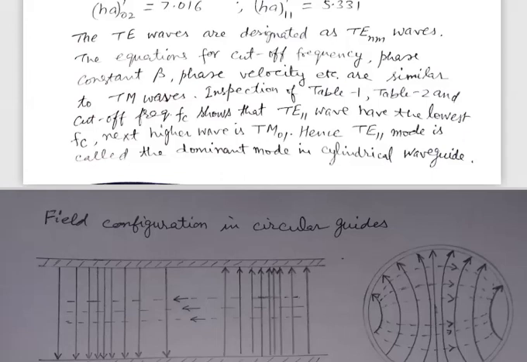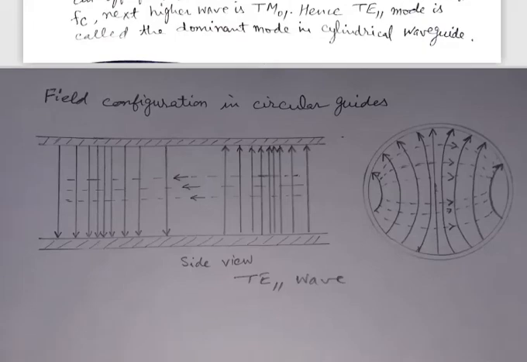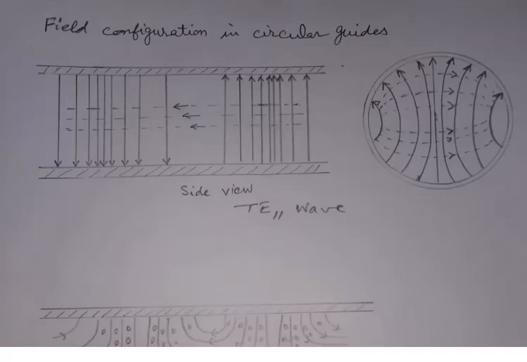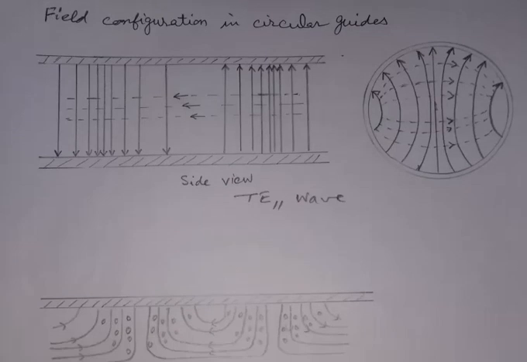So in a cylindrical waveguide, TE11 mode is defined as the dominant mode, and for the TM waves, the mode TM01 possesses the minimum frequency. So TE11, since this mode among all possible TE and TM modes in a cylindrical waveguide possesses the minimum frequency, is called the dominant mode.